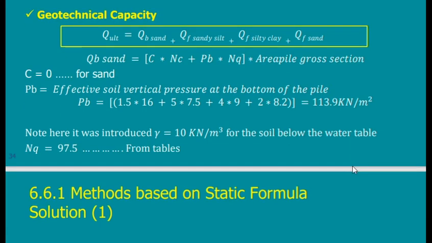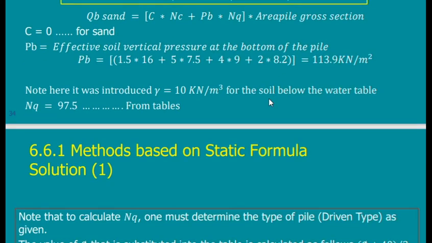So this is what you have to take into consideration: to calculate this, we multiplied the first layer by 16, the second layer by 7.5 instead of 17.5, the third layer by 9 instead of 19, and here 2 by 8.2 instead of 18.2, and so on. So this one is for the area. Pardon? I think this one is for the area. The area for the section is not for the column. Which one?